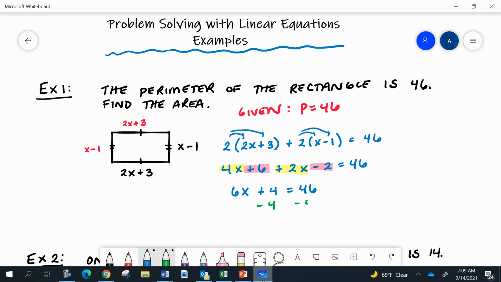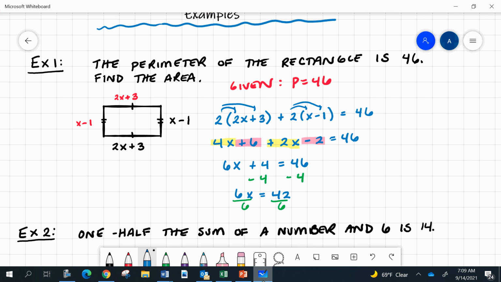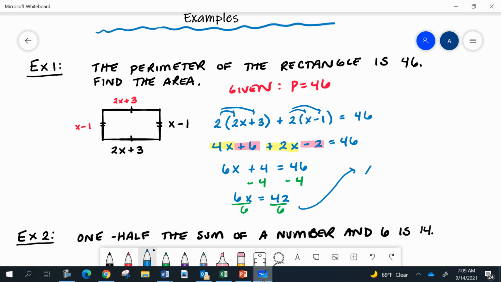So what I'm going to do next is subtract 4 from both sides, and we're going to get 6x equals 42. Let's do this last step here of dividing by 6. And what we're going to end up as a result is x is equal to 7. Okay? Now, remember, sometimes you might just be asked to write and solve an equation for x. But remember, the point is to figure out the area. So what we're going to do is think about the given side lengths and plug 7 into that so that we can find our area.